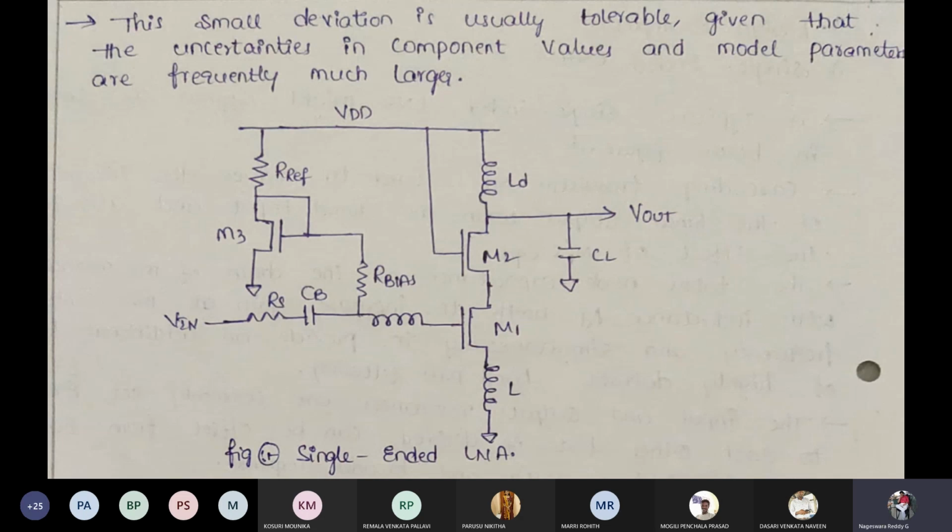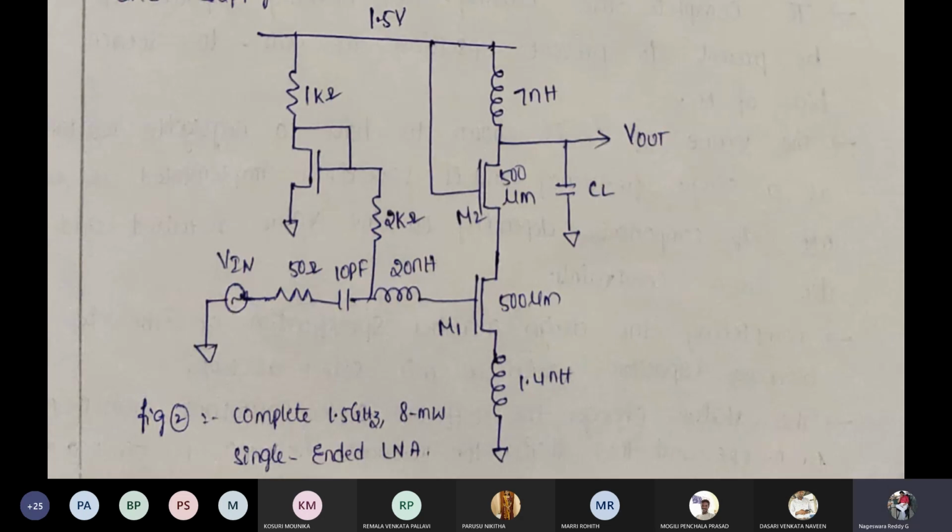So you can observe the diagram of the single-ended low noise amplifier. In figure 2, that is the complete single-ended low noise amplifier with values. Values are also given for M1, M2, M3, the resistors R bias and the reference resistance, the base capacitance, LD and L.